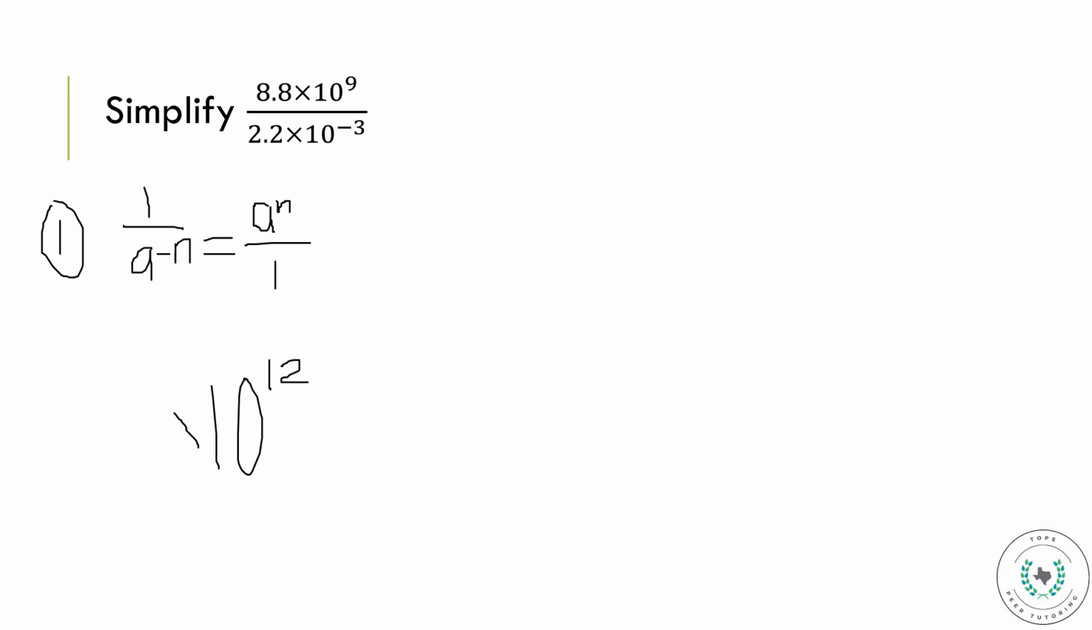And now we have this 8.8 and this 2.2. These are just normal numbers, so there's no special exponent rules. We're just dividing them like normal. 8.8 divided by 2.2 gives you 4. So if we just do our exponent properties ourselves, we will get an answer of 4 times 10 to the power of 12. Now, our second way is going to be using that calculator.